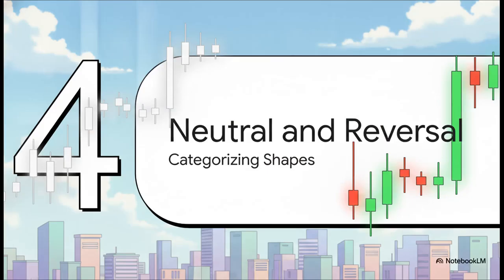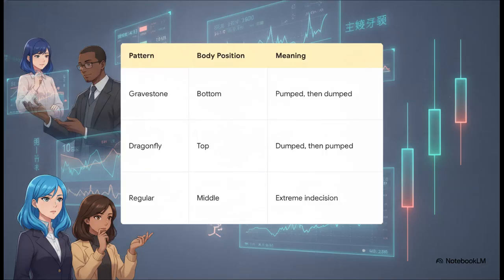Next up, Section 4, neutral and reversal patterns. So we can actually categorize the shapes we see into specific buckets, starting with neutral patterns. On screen, we have three types of a pattern called a doji. Doji is actually a Japanese word that roughly translates to the same thing. Just look at these. They're almost all thin wicks with barely any chunky body at all.